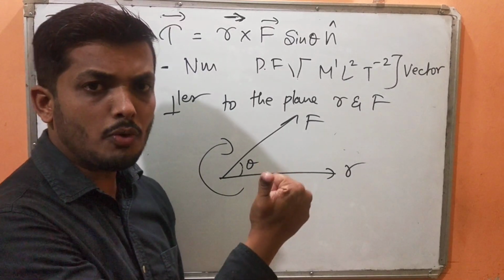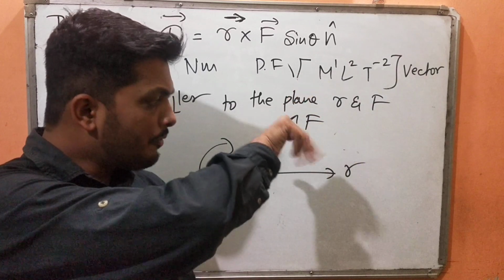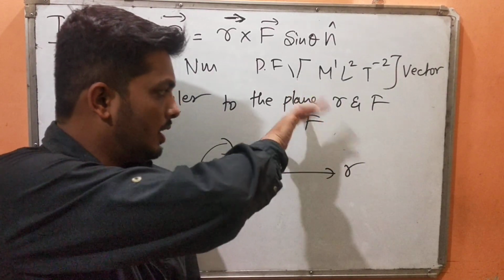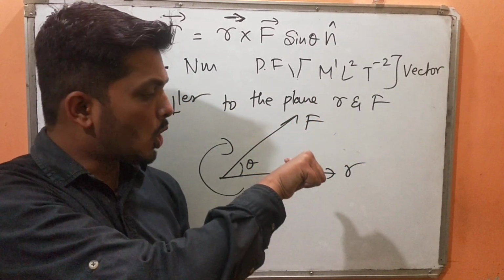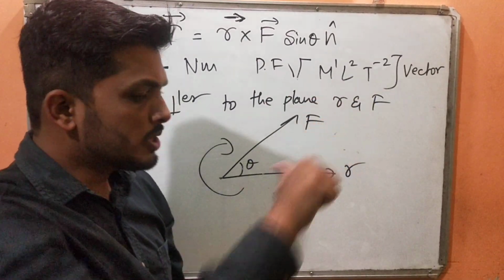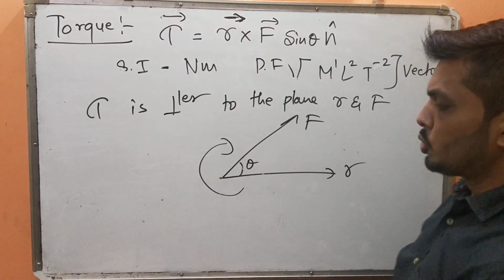So the thumb gives you the direction of what? The thumb gives you the direction of the torque. When I do F cross R, going from F to R, this thumb is giving you the direction of the torque. So it is always perpendicular to R and F. Are you understanding? Or you can use the screw rule.